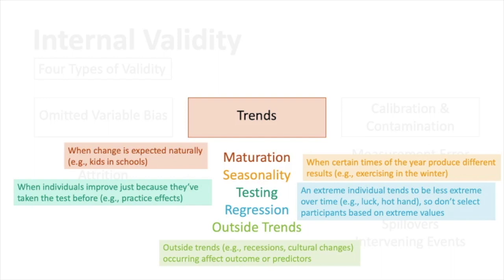And then, of course, there's always some form of an outside trend happening. So outside trends like recessions or cultural changes, we need to be careful to note whether those could have an impact on the predictors or the outcome of our study. If so, then it's something we'll need to control for.